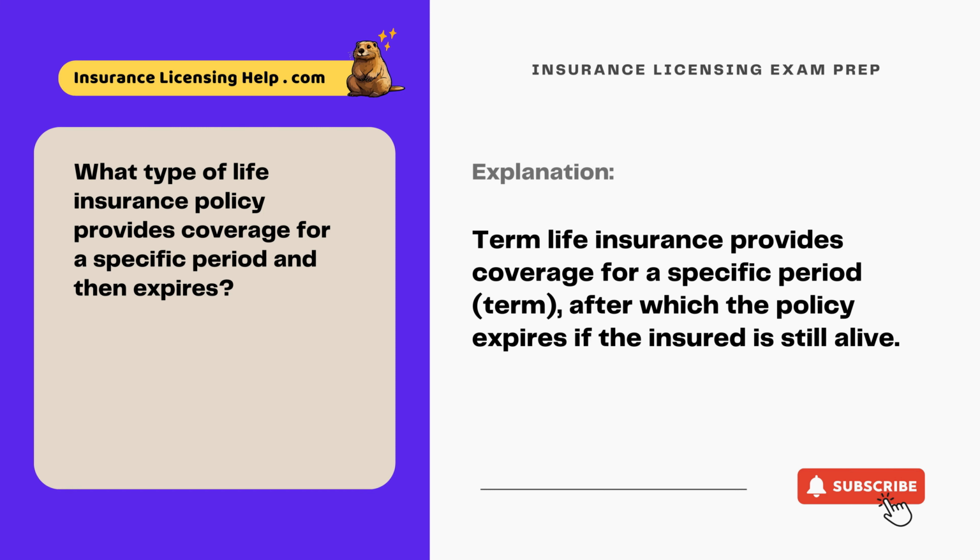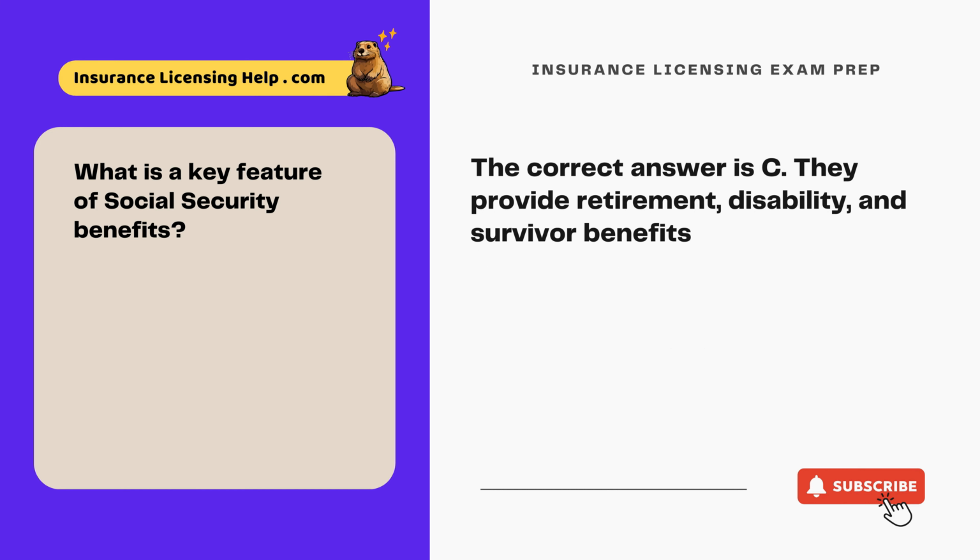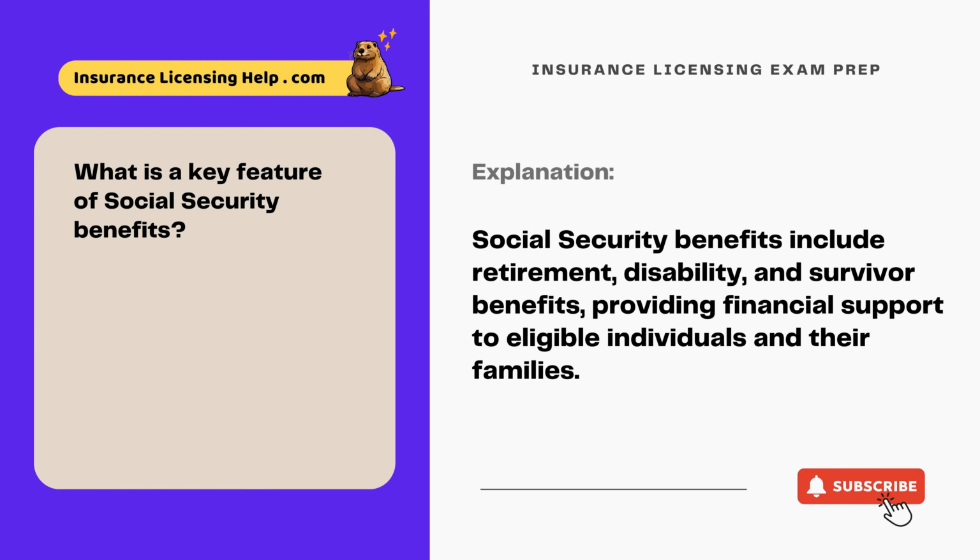is still alive. What is a key feature of Social Security benefits? A. They are available only to individuals over the age of 65. B. They are funded entirely by the federal government. C. They provide retirement, disability, and survivor benefits. D. They are based solely on the individual's income. The correct answer is C. They provide retirement, disability, and survivor benefits. Social Security benefits include retirement, disability, and survivor benefits, providing financial support to eligible individuals and their families.